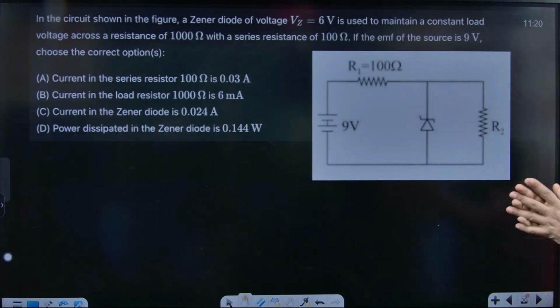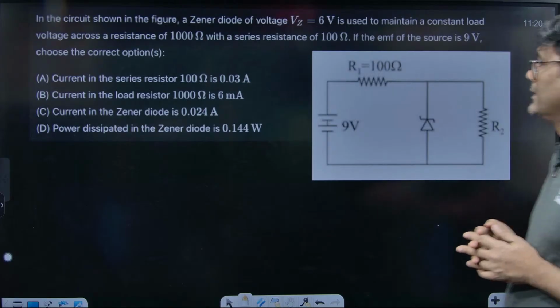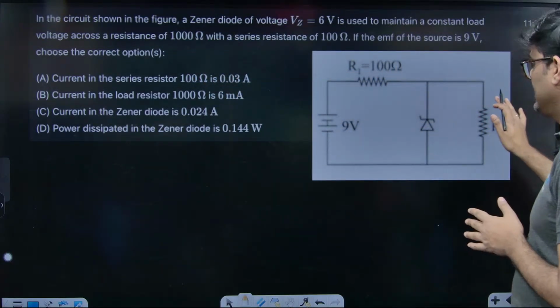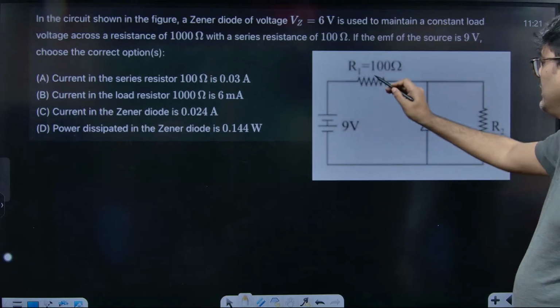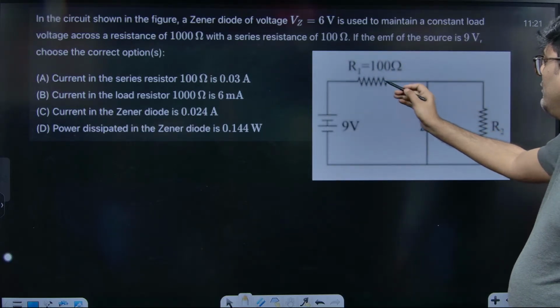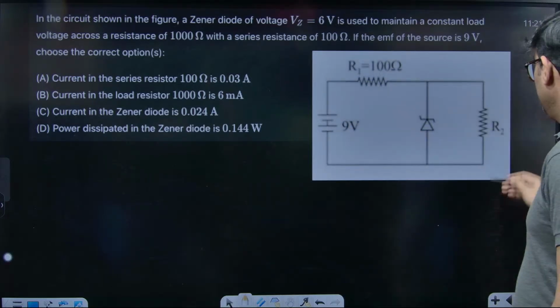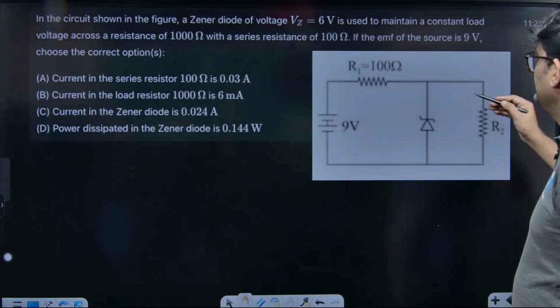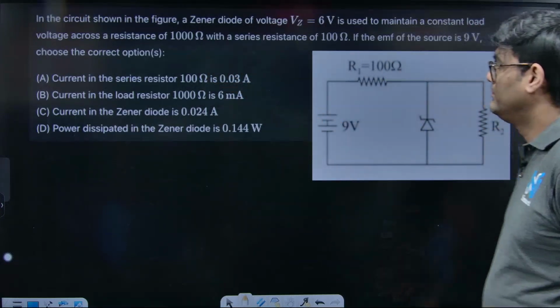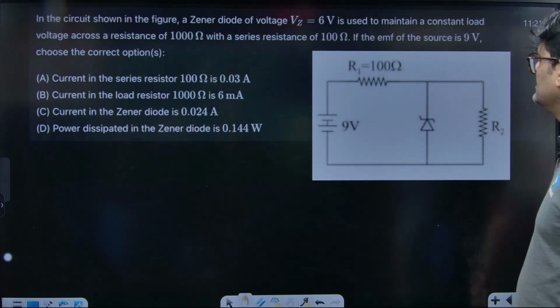Let's try to find this question. In the circuit shown, we have a 9 volt applied voltage, a 100 ohm resistance in series with the applied voltage, and this is the load resistance. The load resistance is 1000 ohm.